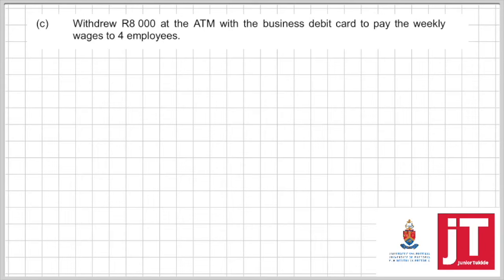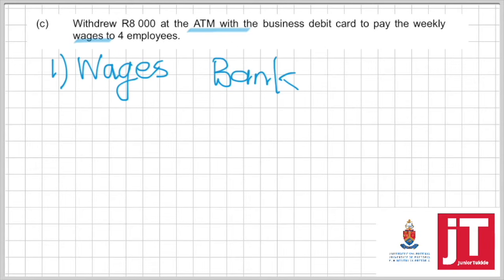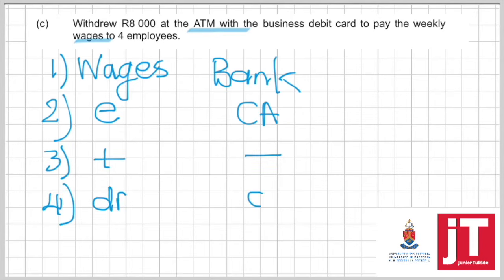So the 2 accounts we identify are wages paid, and the bank account that's influenced by the ATM. Step 2, we have to classify. Wages is an expense, bank is an asset. Expenses increased because we are paying more wages to our employees. Our bank decreased because we are losing cash. So the account debited is wages, the account credited is bank, according to debit-credit rules.